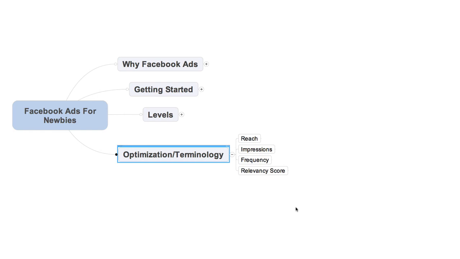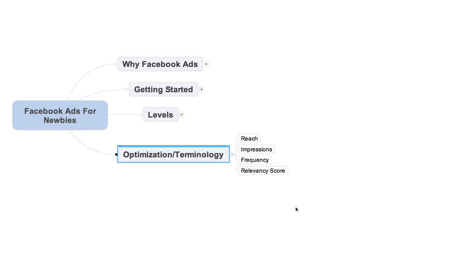Frequency, on the other hand, is how many times each person sees your ad. So if your frequency is 2, that means each person has individually seen your ad twice. And then you've got relevancy score, which is rated from 1 to 10, 1 being the lowest, 10 being the highest. Again, this is a metric that you don't really need to take into too much consideration, but the higher the relevancy score, the cheaper it is. You pay less for ads in a nutshell, less for clicks, CPMs are lower, and all that good stuff.